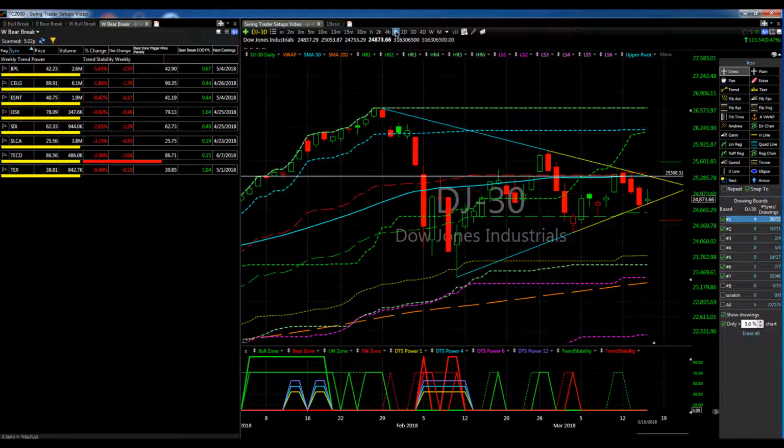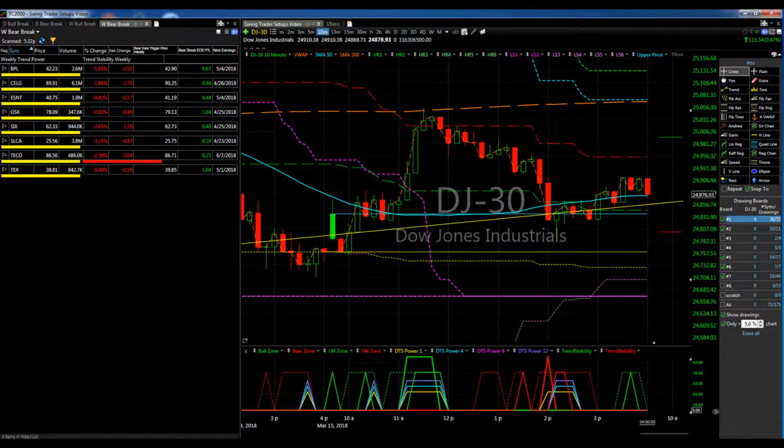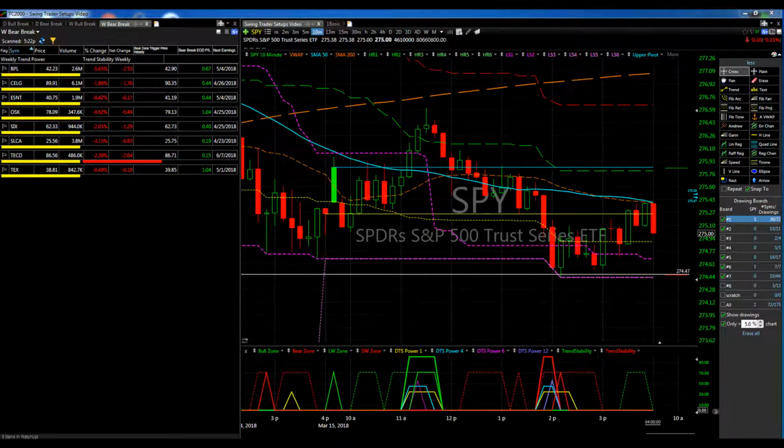I'm sorry, I want to get on the S&P, or the SPY one here. This was our initial sell-off. Then we had this nice little run up. Some long trades came in well, and then we had this huge sell-off all the way back to test the 50.